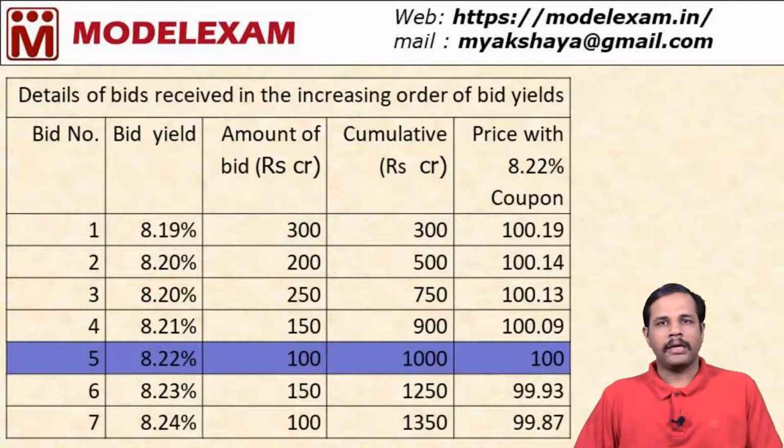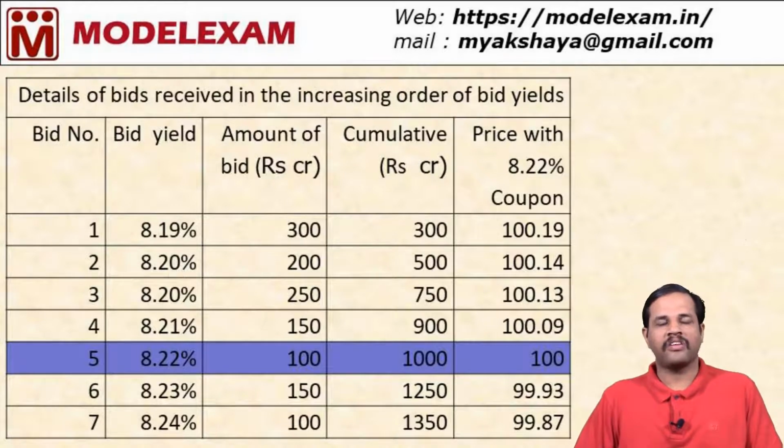The yield at which the fifth bidder has bid, that is 8.22 percentage, will be taken as the cut-off yield. So all applications above this cut-off yield, that is 8.23 or 8.24 or whatever it is, are rejected, and all applications at or below the cut-off yield are accepted.